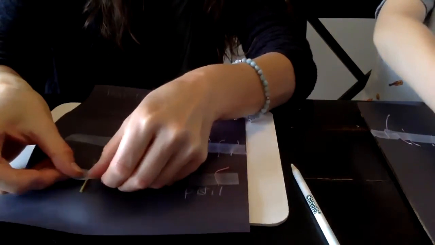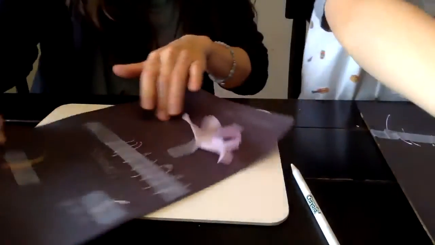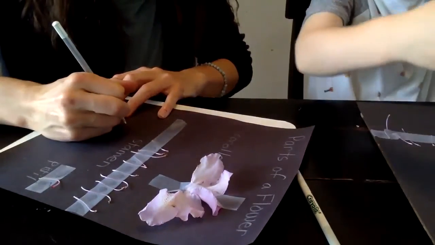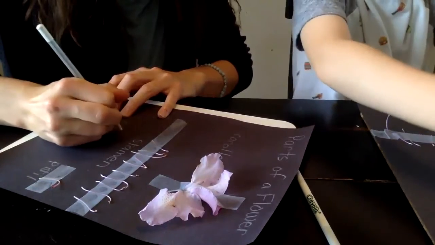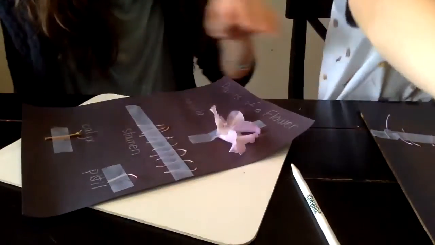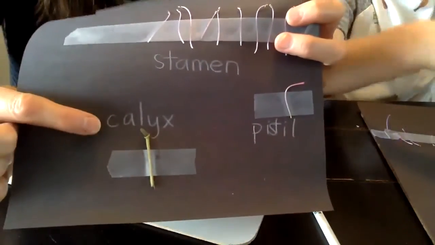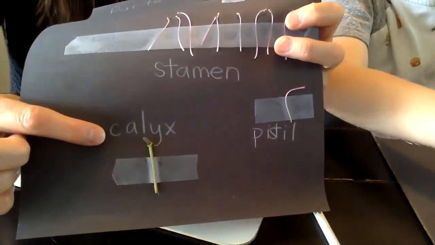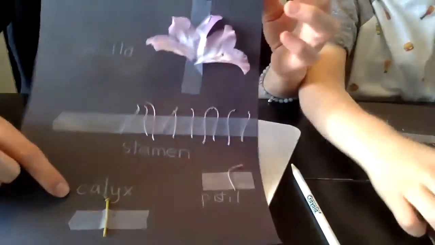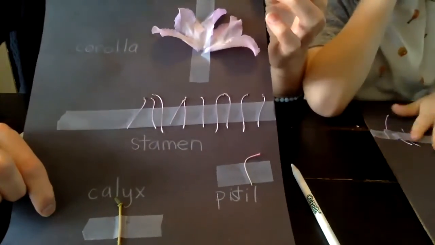We're going to tape the stem, but we are going to label the calyx. Calyx. Just like that. There's my calyx. So we might have learned some new words here. This shows us all the parts of our beautiful flower.